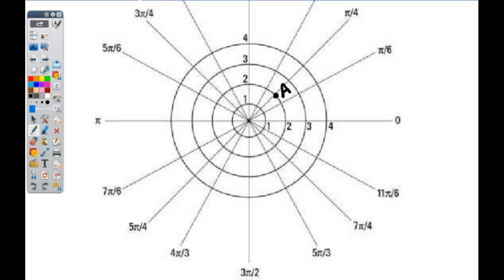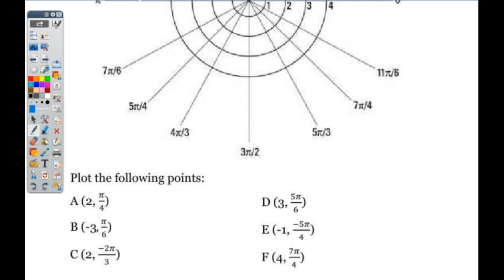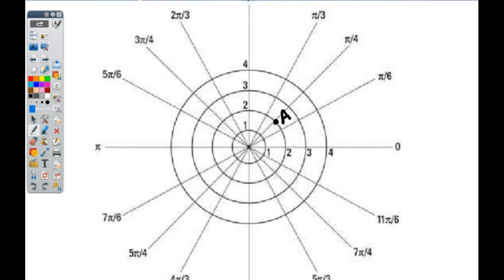Okay. So this one is negative 3, pi over 6. We always start with theta, and my theta is what this time? Pi over 6. So here's pi over 6, but what is the radius this time? That means on the pi over 6, I have to go through the pole, and now I'm going to count out 3. So it's 1, 2, 3. So here's the point right here.